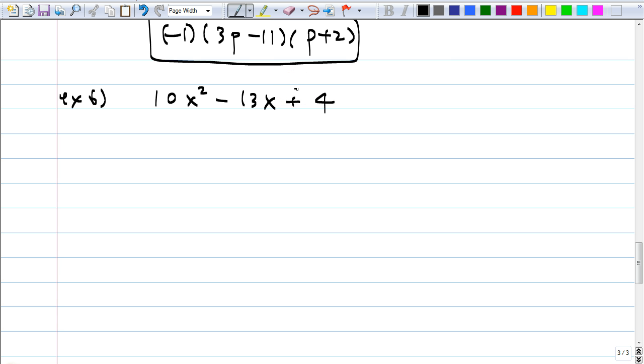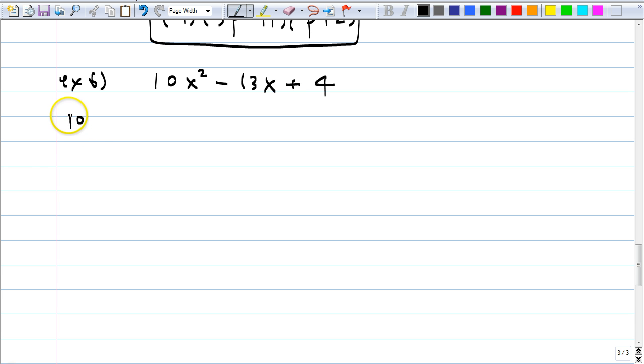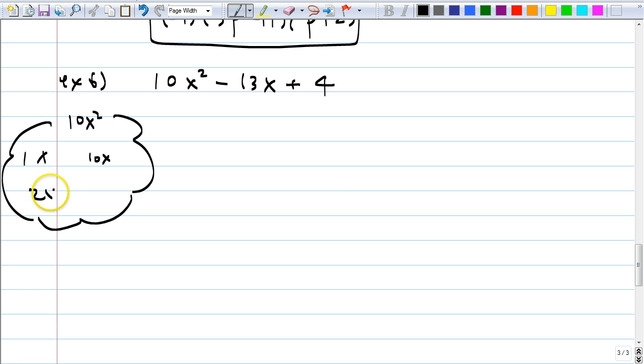Yeah, Sarah? Because the first coefficient, you can do it more than one way, right? Now, you could either do, how do you get 10x squared? Well, you could do 1x times 10x, or what? There's another possible way. Or you could do 2x times what? 5x, right? Does that make sense? So let's try these. Which one should we try with first? 1x and 10x, right? Okay.